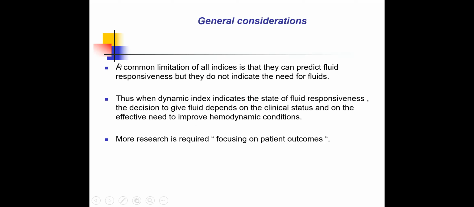Some general considerations. A common limitation of all indices is that they can predict fluid response but not indicate the need for fluids. So when a dynamic index indicates the state of fluid responsiveness, the decision to give fluid depends on the clinical status and on the effective need to improve hemodynamic conditions. More research is required focusing on patient outcomes.